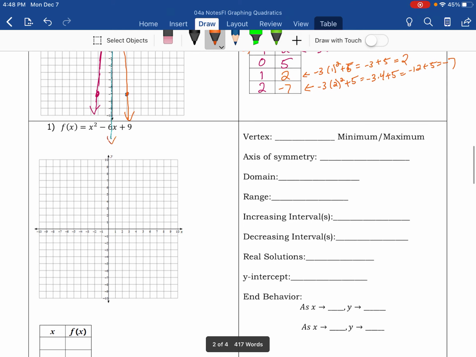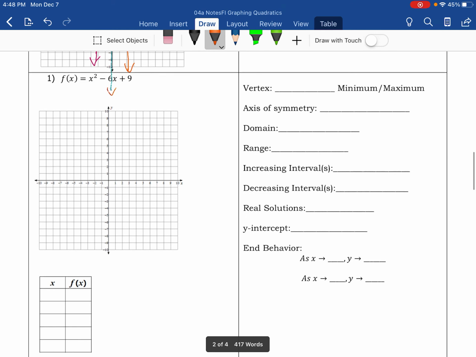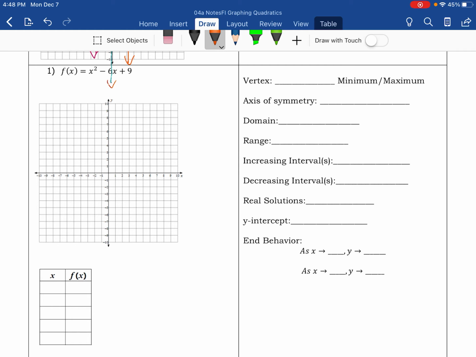Now for this next one, we're going to have a lot of questions to ask. I just want to do another example really quickly. So again, we go through to find my vertex. X is equal to -b.